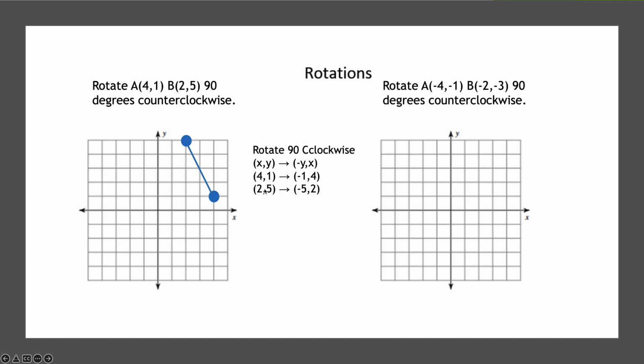Same thing with (2, 5). The y at the end gets negated, goes in the front. That's negative 5, and the x goes in the back, too. So (4, 1) becomes (-1, 4), and (2, 5) becomes (-5, 2). And there is your image. So the best way to do it for online class purposes, and for, like I said, a little less than half of the students in a face-to-face class, is to just remember the rule. Just plug in the coordinates, calculate the coordinates, and then go graph the figure.